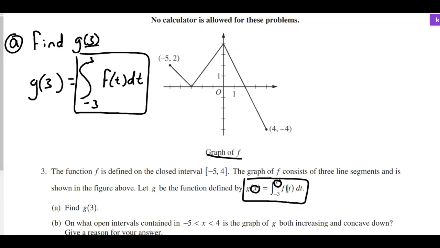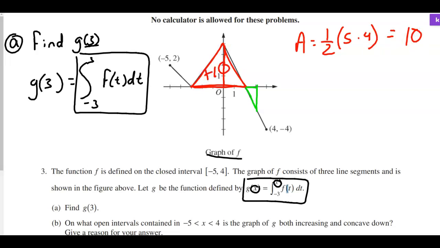So we need to find the area of this triangle here and this triangle here, and then we'll combine them together, okay? Because that's going from -3 to +3. So let's go ahead and begin. The area of the red space is 1/2 the base, which is 1, 2, 3, 4, 5, times the height, which is 1, 2, 3, 4. And that comes out to be 10. So this total area up here is 10. It's a positive 10 because it's above the x-axis.